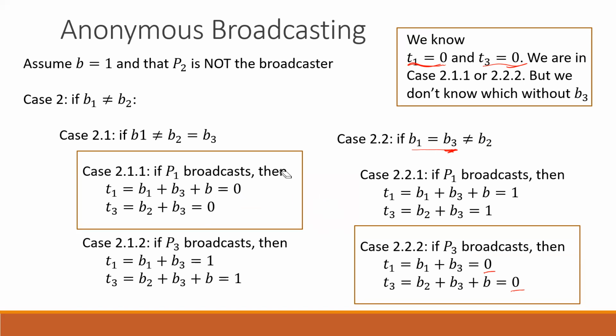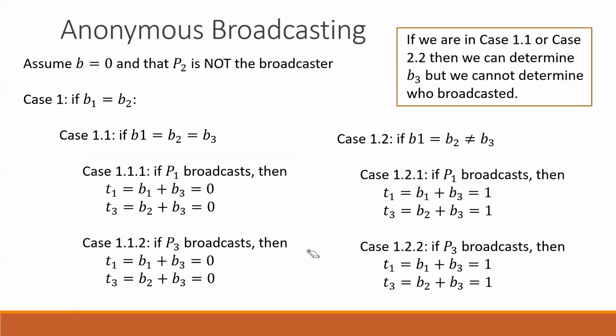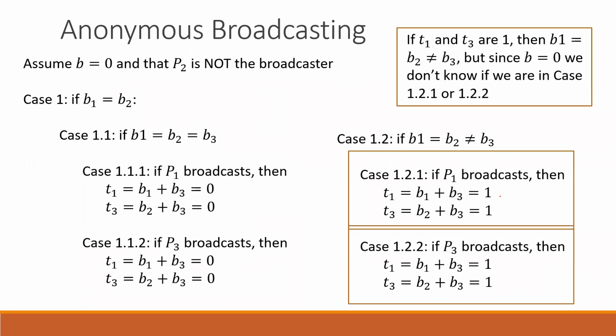All right, ugly, ugly case analysis. And likewise, if I know that T1 is 1 and T3 is 1, then I know I'm in one of these cases, but without B3, I cannot figure out which it is. And on the other hand, if B is 0 and P2 is not the broadcaster, then we end up in a case like this, where I know T1 and T3 are 0, but I don't know if I'm in this case or this case. And the same for if T1 and T3 are 1.